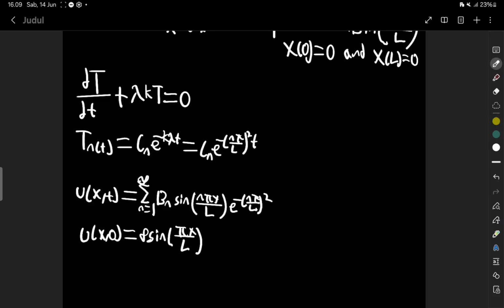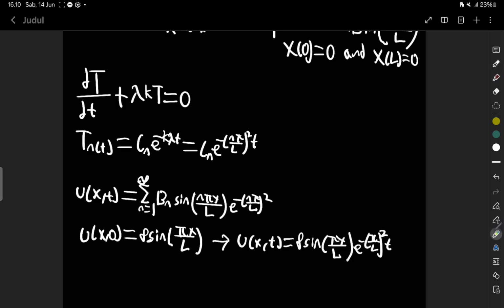Thus the solution simplifies to u(x,t) equals 8 sine of pi x per L times exponential with the power of minus pi per L squared times t.